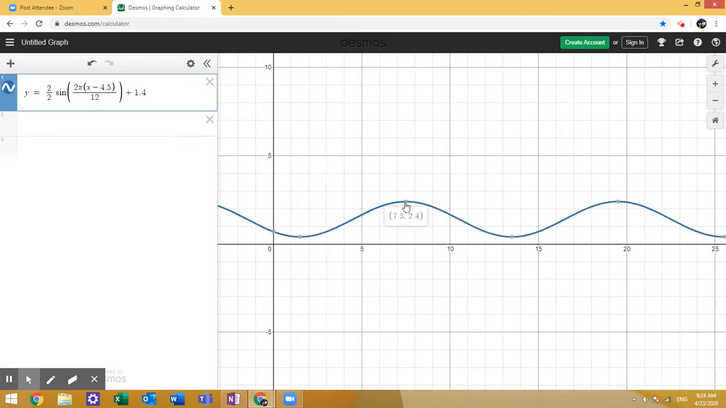So now my graph, there we go. 7:30 high tide, all the way down to 13 and a half, 1:30 low tide. So there now is the graph I want. High tide at 7:30, low tide at 1:30. That's what I've been asked to do. Now I have managed to do it.